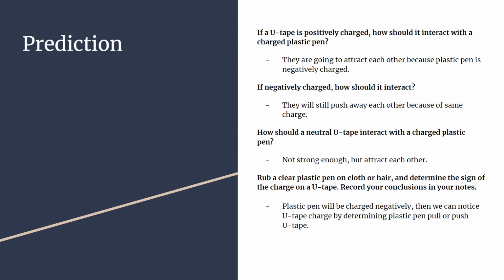And for the force balance, here is my prediction. If you take positive, then they have different charges, so they can attract. And if you take negative, then they push each other away because they have the same charges. And if the U tape has neutral charge, they still attract each other, although not strongly. And if I rub the clear plastic pen with clothes or hair, then the plastic pen has a negative charge, so we can notice the U tape charge by determining whether the plastic pen pulls or pushes the U tape.